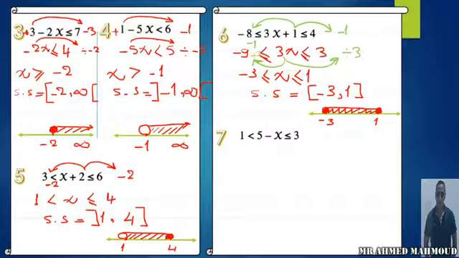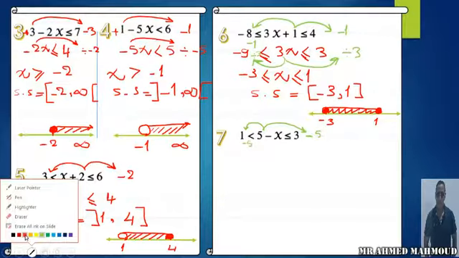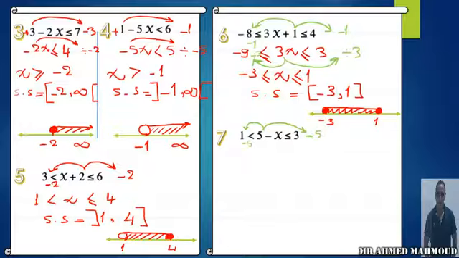The next one, here we have 1 less than 5 minus x less than or equal 3. Now I'm going to send 5. 5 here is positive. It will go here as minus 5, and here also minus 5. Then it will be 1 minus 5 equals negative 4 less than negative x, and negative x less than or equal 3 minus 5 equals negative 2.